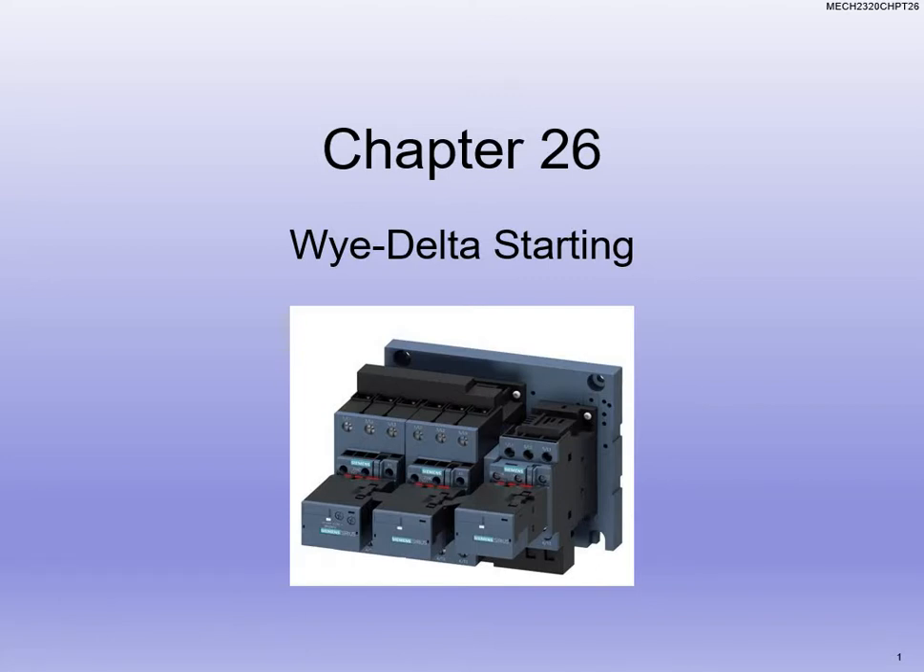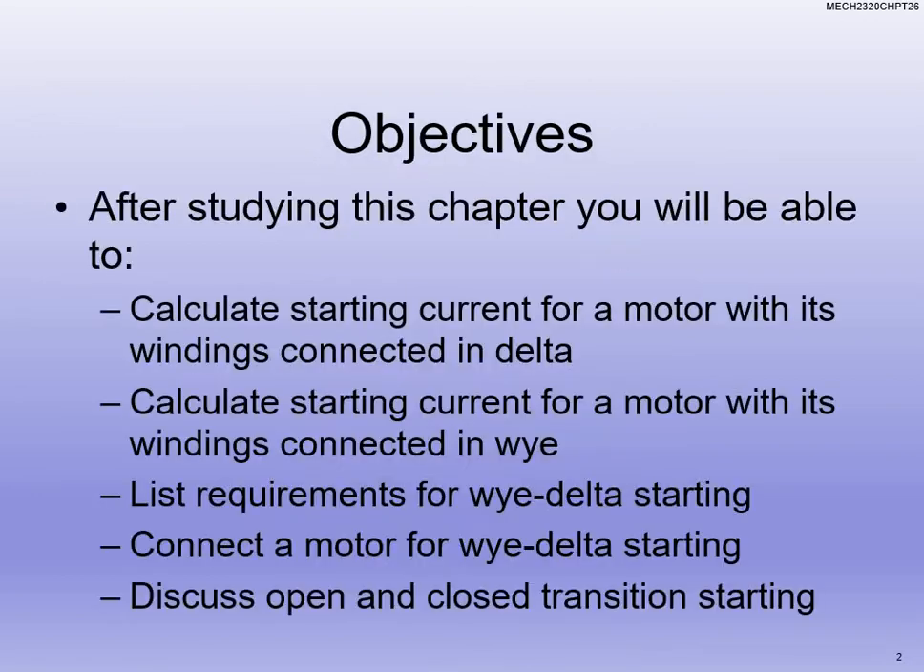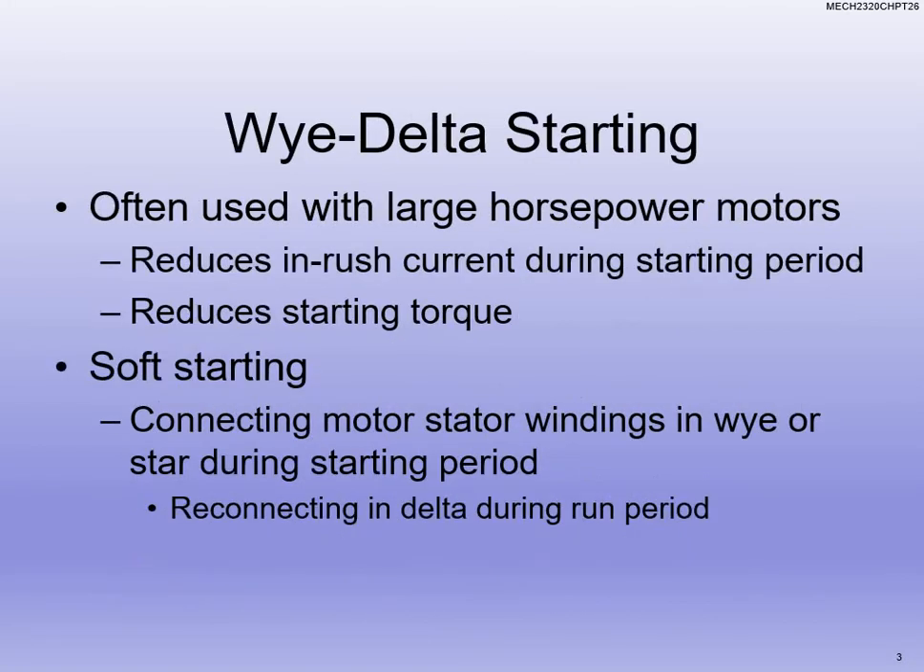It's in the transformers lectures or things like that, but I don't really want to go into the details too much here about Y and delta and the wiring. We're going to do some examples, but we really should have learned about that in the electrical class. We want to be able to calculate starting current for a motor, whether we're in delta or in Y. Then we're going to go over requirements for Y and delta starting and talk about open and closed transition starting again.